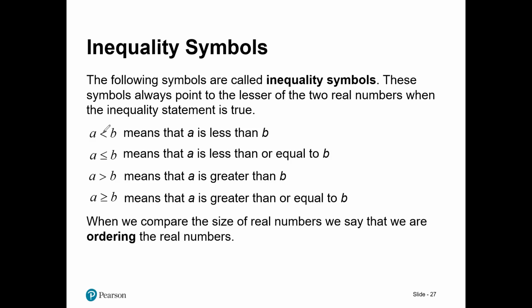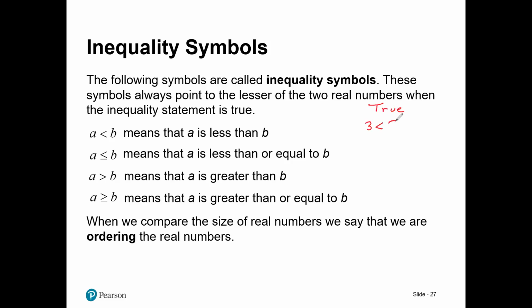So we have A is less than B. We have A is less than or equal to B. We have A is greater than B, and we have A is greater than or equal to B. These are all true if we write true versions of these statements.